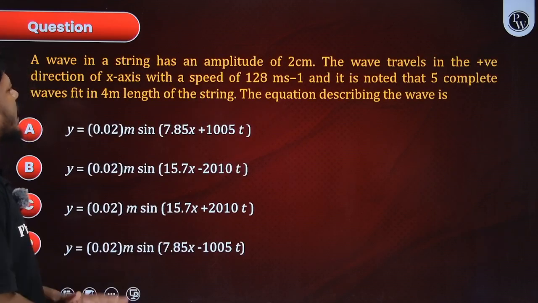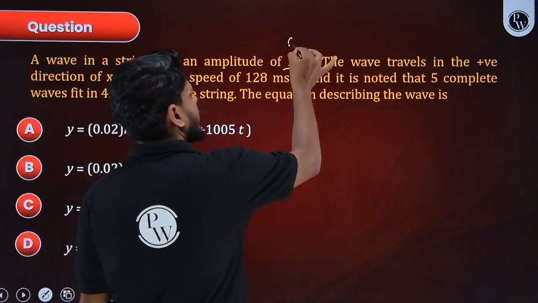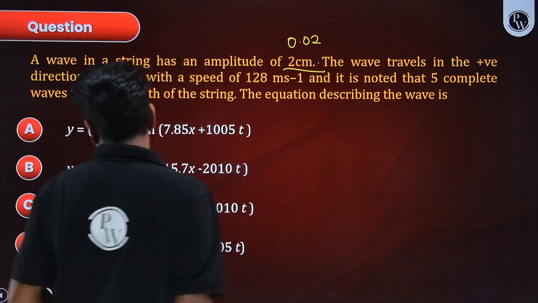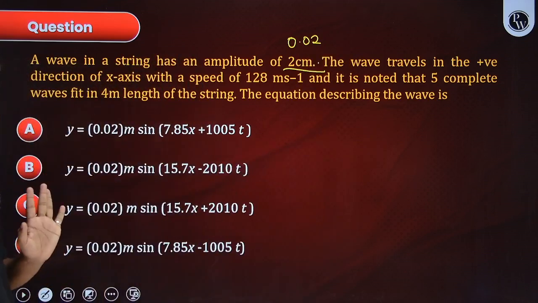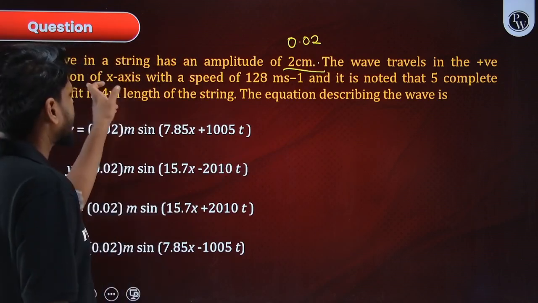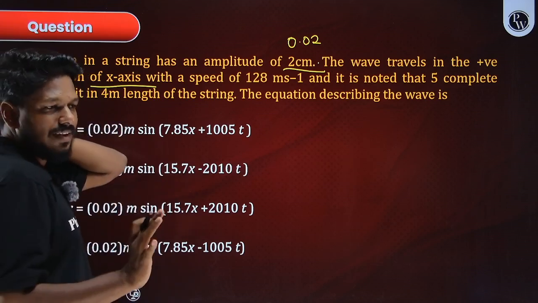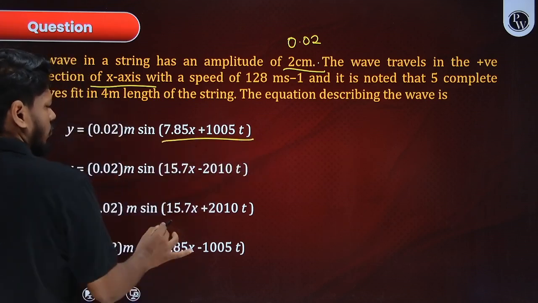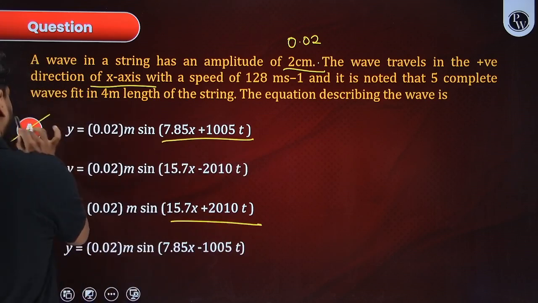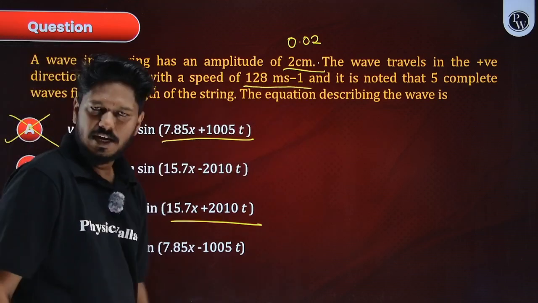Okay. A wave in a string has an amplitude of 2 centimeter. If I convert this to meter, I will be getting 0.02. So everyone has 0.02. The wave is traveling in the positive x-axis. If it is traveling in positive, it means one term should have a positive sign, another term should have a negative sign. Both have positive, so I can cancel them out. With a speed of 128, right?